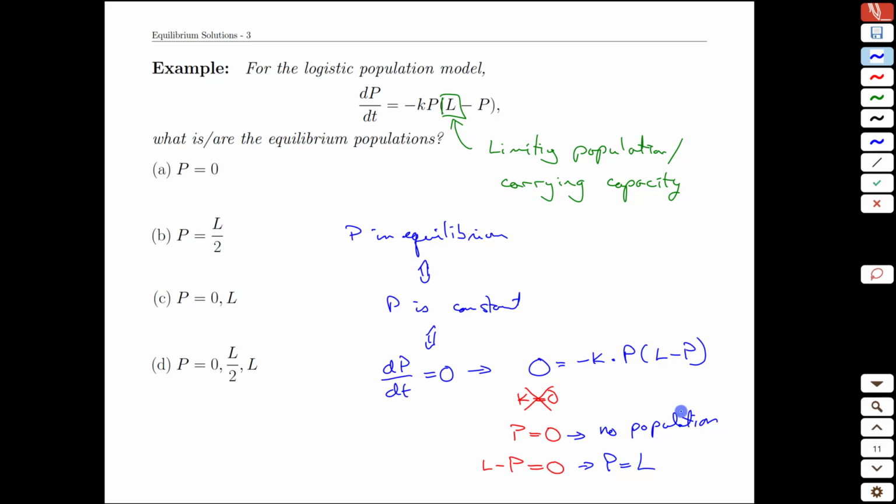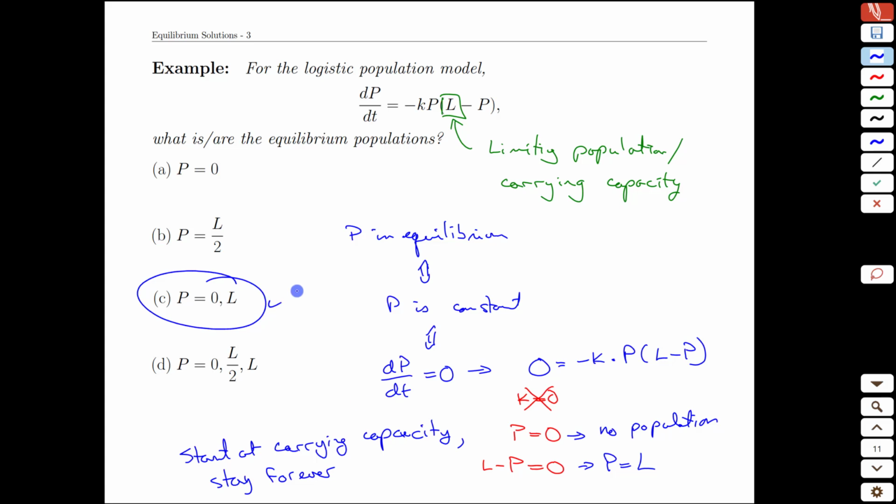If we start at the limiting population, we're going to stay there forever. And that's why we call that the carrying capacity as well, because if we start at that level, that's exactly how much we can carry in a sustained way. We're going to stay there forever. So we can support that population indefinitely. And that means our correct answer here is C.